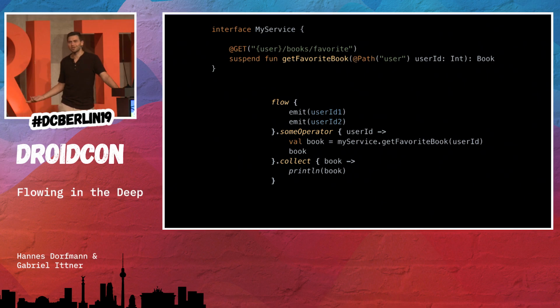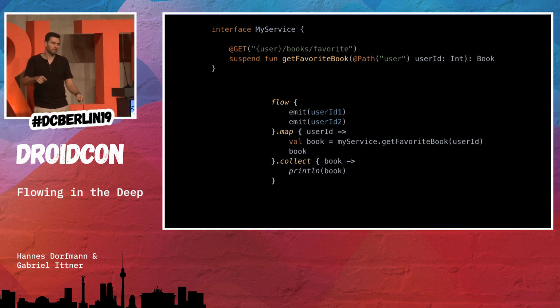So how would you do that in RxJava? In RxJava, you would have a Single, and you would have to flatMap the Single into an Observable or something like that. With Flow, it's just a map. Why? Because the lambda that you pass to map is a suspending function, and a suspending function can call a suspending function. So no flat mapping is required to achieve exactly what we want.